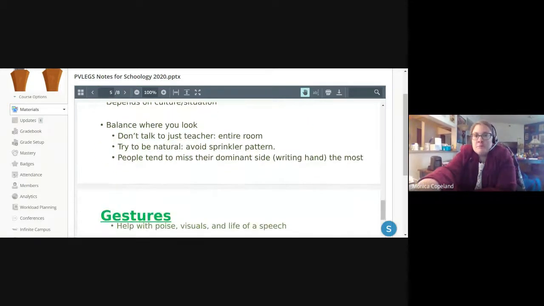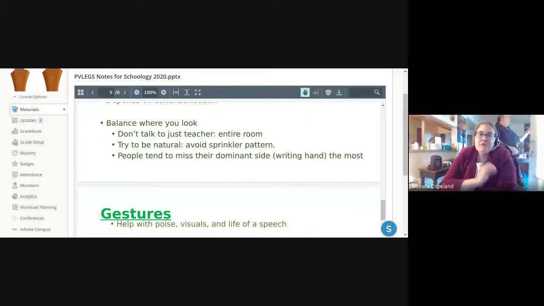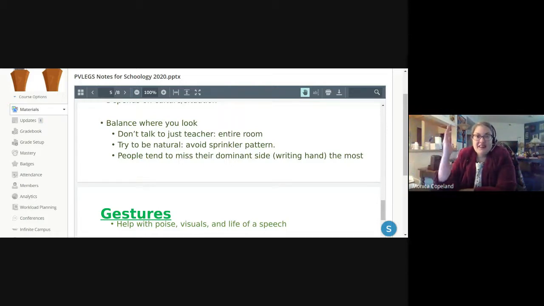Another tip, if you're performing in person, balance where you're looking. So don't just talk to the teacher. I have some kids when I would be in class who would do that. They give their whole speech while staring at me. It was a little creepy. So try to be natural. Like I said, try to kind of scan the room.